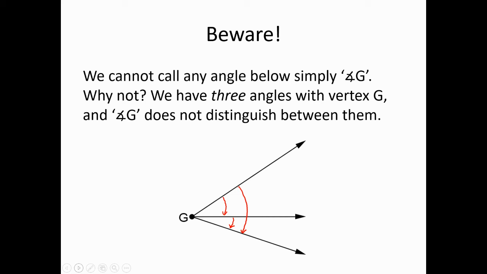If we wanted to name one of the angles that was present in the diagram, we could pick some points on the sides. So I don't know, how about point X and point Y? And if we wanted to name the angle on top, we could then call that, for instance, angle XGY. And then we would have unambiguously named one of the angles present in the diagram.